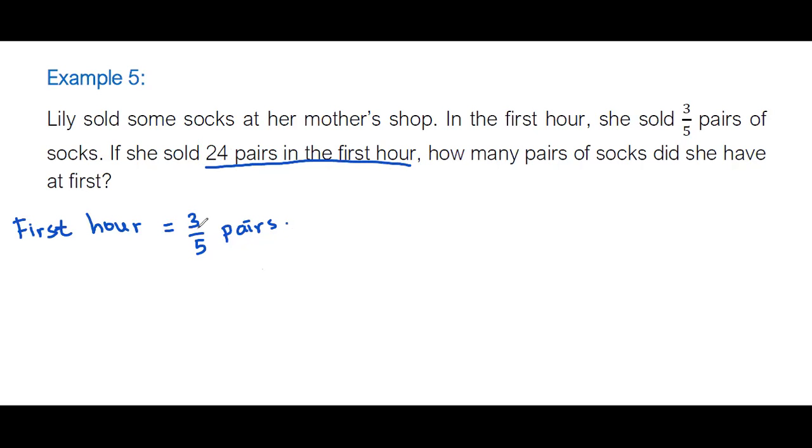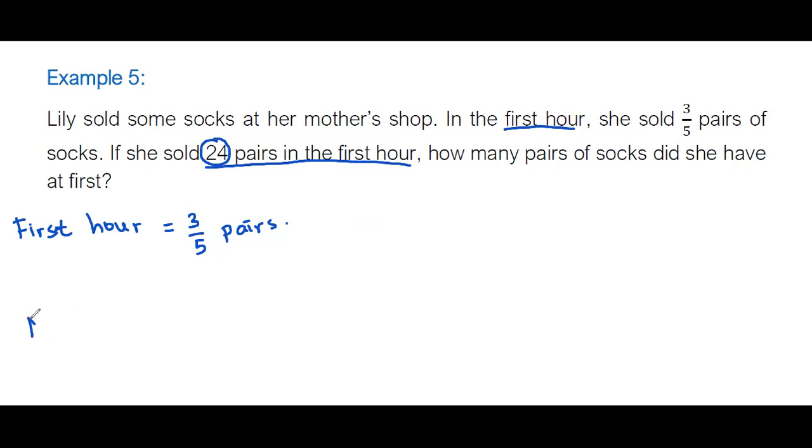So it means that 3 out of 5 of the total number of socks is the same as 24, because 3 out of 5 is for the first hour. Again, 24 pairs are for the first hour. So to get the total number of socks she had at first, we are going to say that we have 24 divided by 3 out of 5.